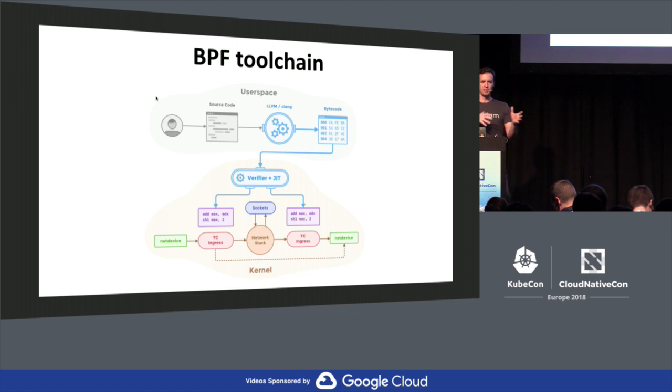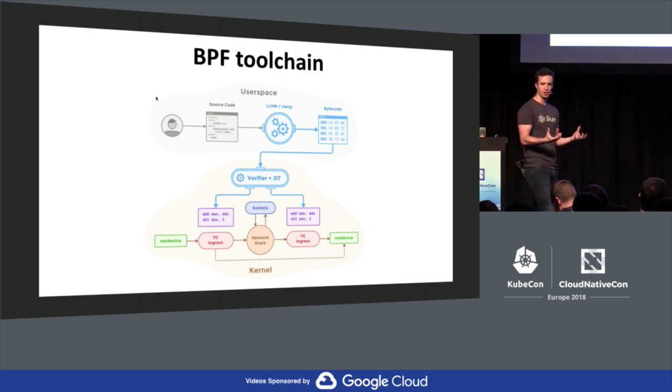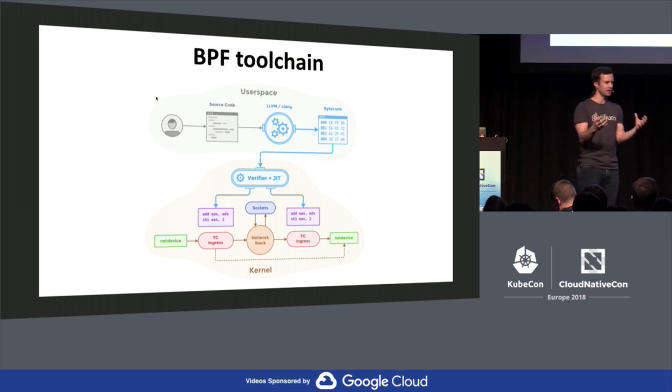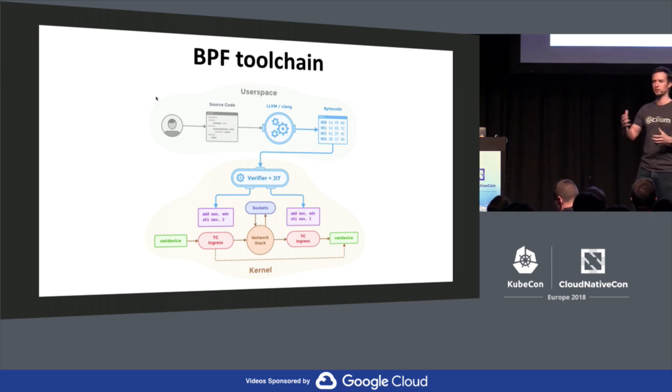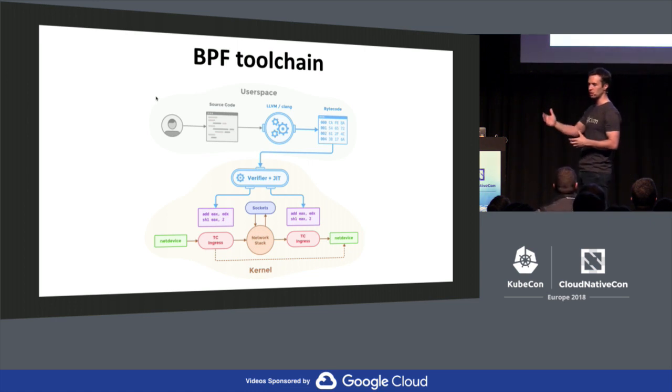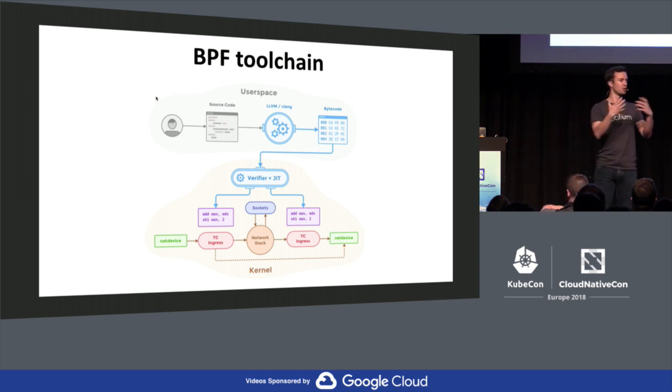So I talked about BPF being safe. So how does that work? When you load the program into the kernel, it goes through the verifier. And the verifier will look at the program and will make sure that it cannot hurt the kernel. Right? So it cannot crash the kernel. It has to be able to run to completion. It cannot loop forever. It cannot expose kernel memory.